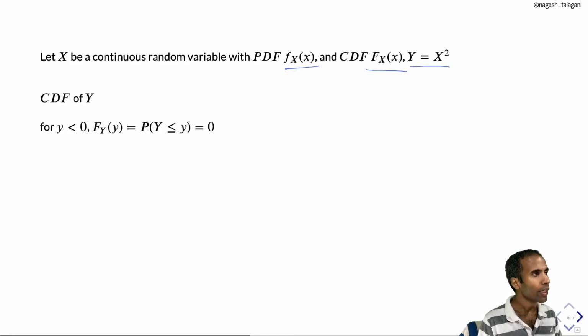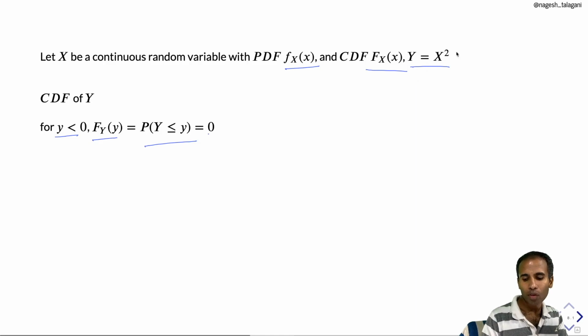Okay, CDF of Y. For y less than 0, the CDF value at y is what? Probability of Y less than or equal to y. This is going to be 0 because Y equal to X square, which is non-negative. So Y will never take a negative value. So Y less than or equal to y will never happen. So the probability of Y less than or equal to y is going to be 0 in this case.